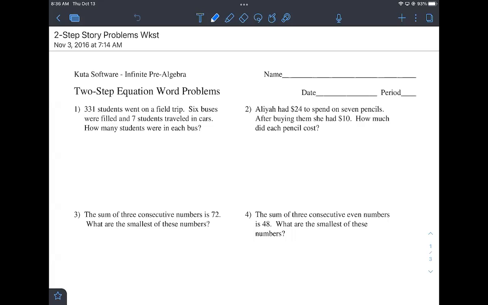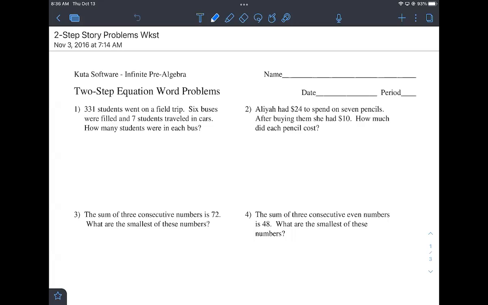Okay, so this worksheet has 8 questions, all the story problem variety. What we're going to do for each question is define what we want our variable to be. We have to come up with a letter for it, what it actually stands for, and we're going to build the equation and solve that equation.